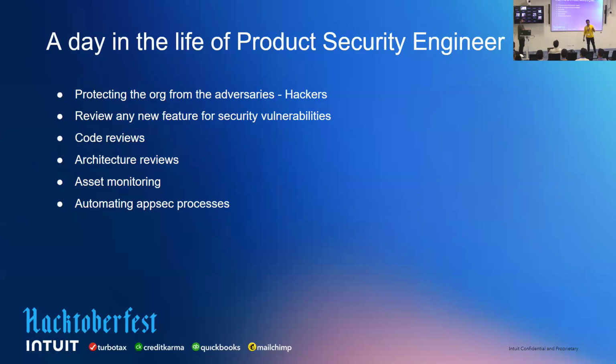Before moving on to arriving at a general architecture of an automation framework, I'll just discuss a day in the life of a product security engineer. What we basically do is protect the org against the adversaries. Those are nothing but your hackers. He talked about the CVEs which the open source products have. Similarly, there are vulnerabilities which come in the products which we have developed. We review any feature which goes live for security vulnerabilities. So a single loophole can lead to a data breach.